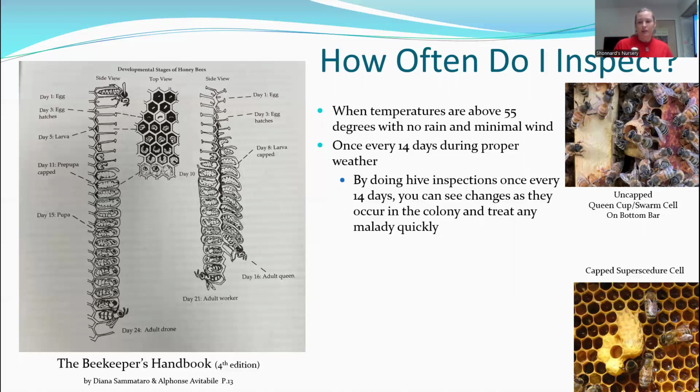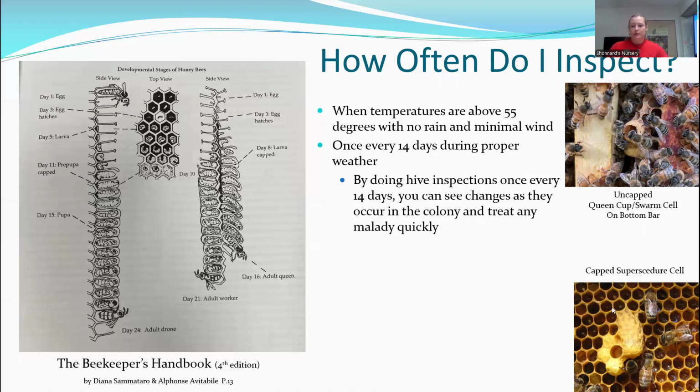What's going on here? You can also choose to remove that queen cup and just continue removing queen cups as you do your inspections. This is a form of swarm control. You don't want them raising another queen. As soon as the other virgin queen hatches, 60% of your colony is gone. So they will want to swarm if they have virgin queens hatching out.